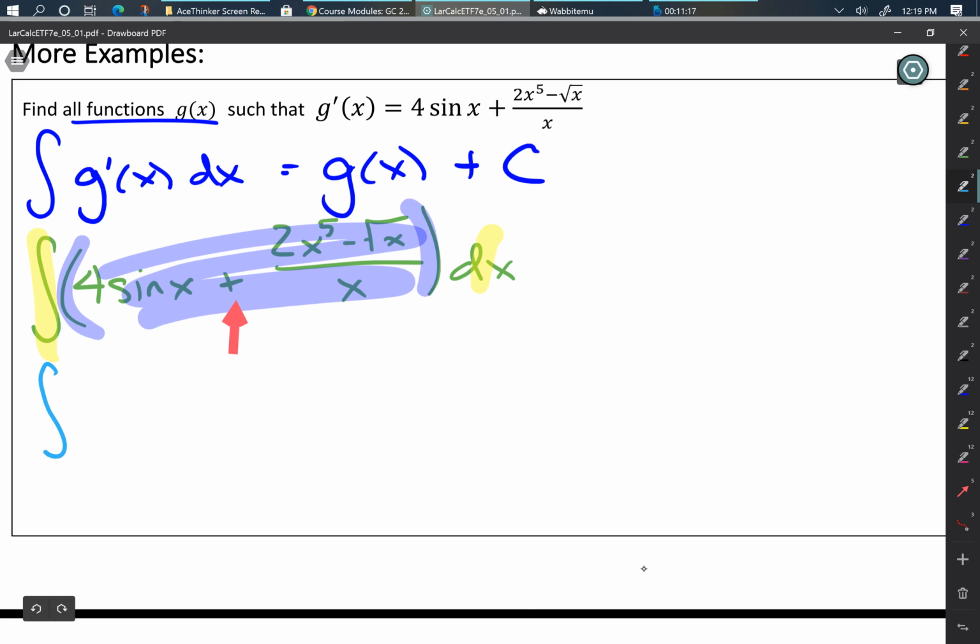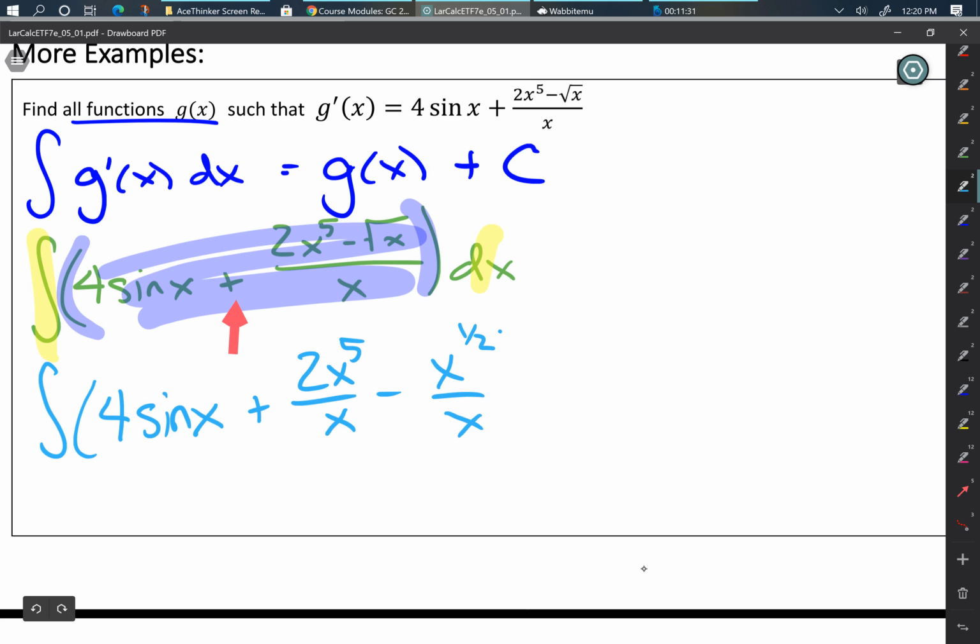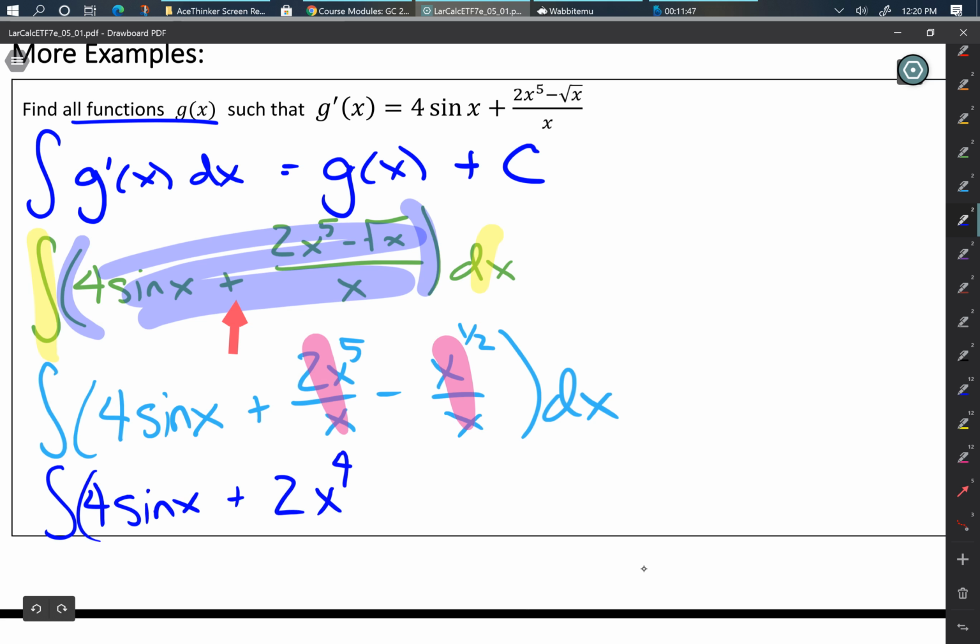I'm going to say this is going to become the integral of 4 sine x plus 2x to the 5th over x minus x to the 1/2 over x dx. And now I'm going to further simplify these two. And so I'm going to get the integral of 4 sine x plus 2x to the 4th minus x to the negative 1/2 dx. So I simplified those two expressions.